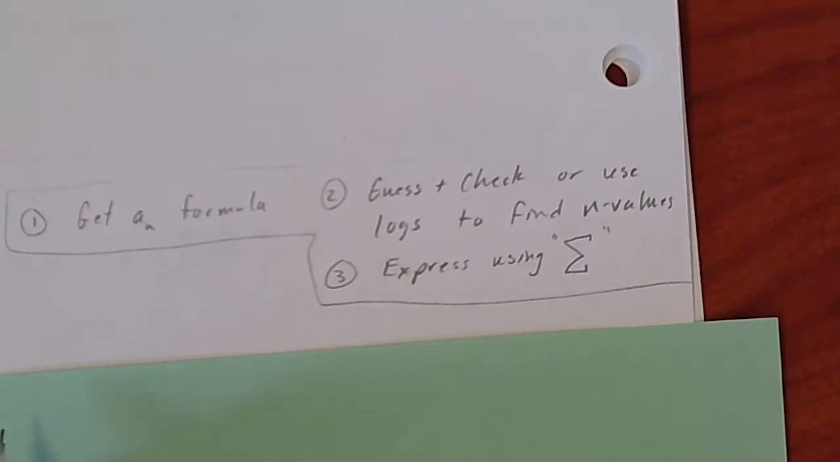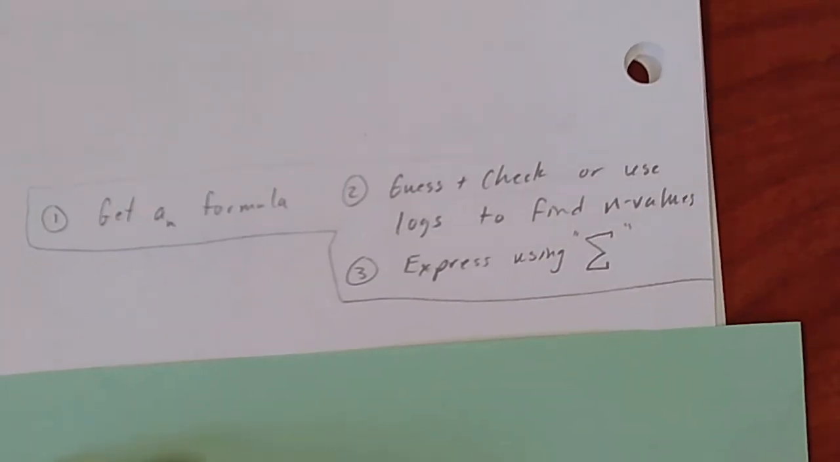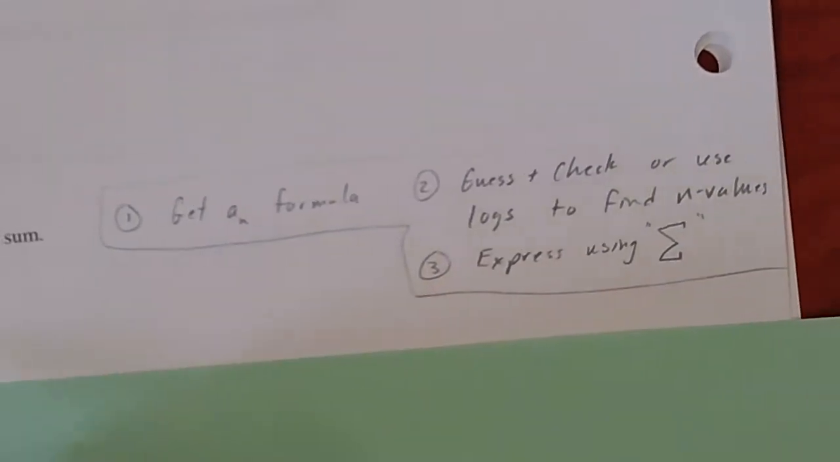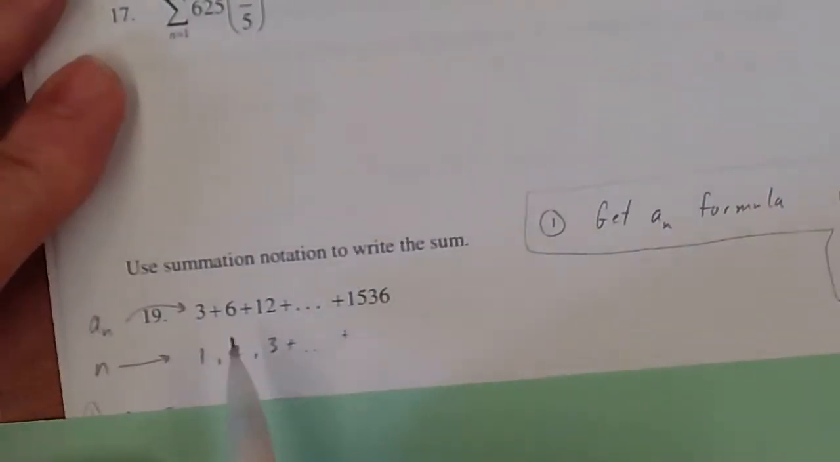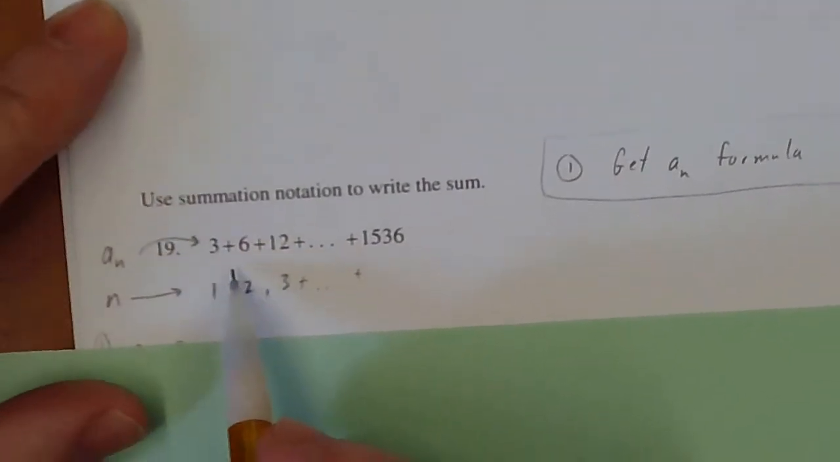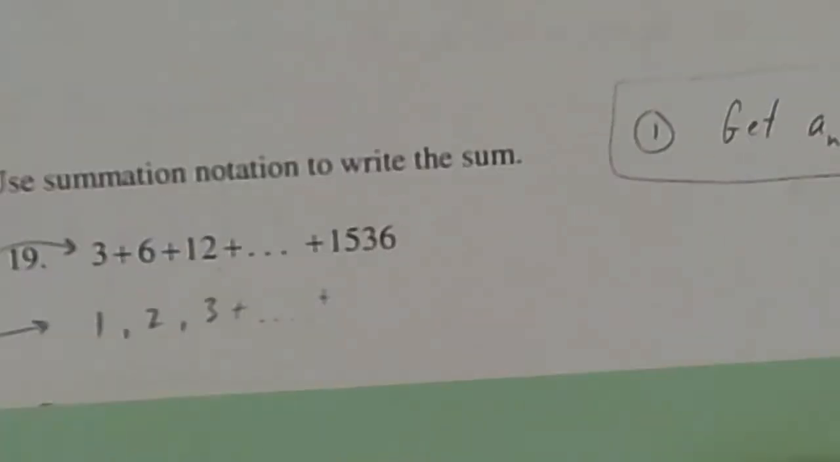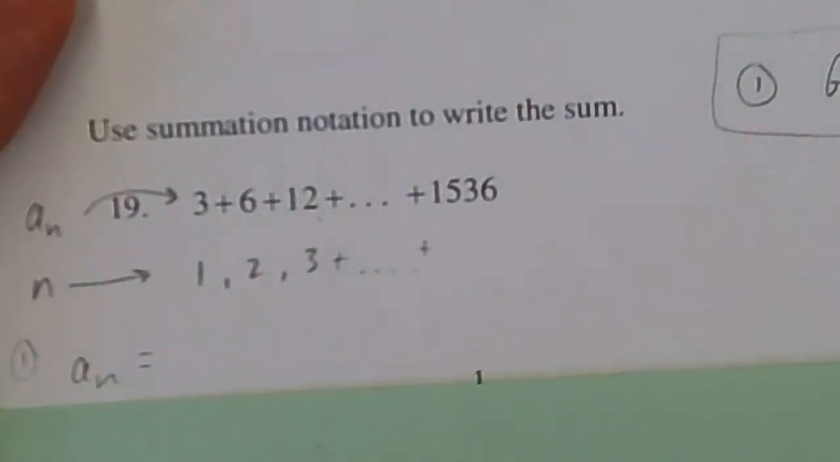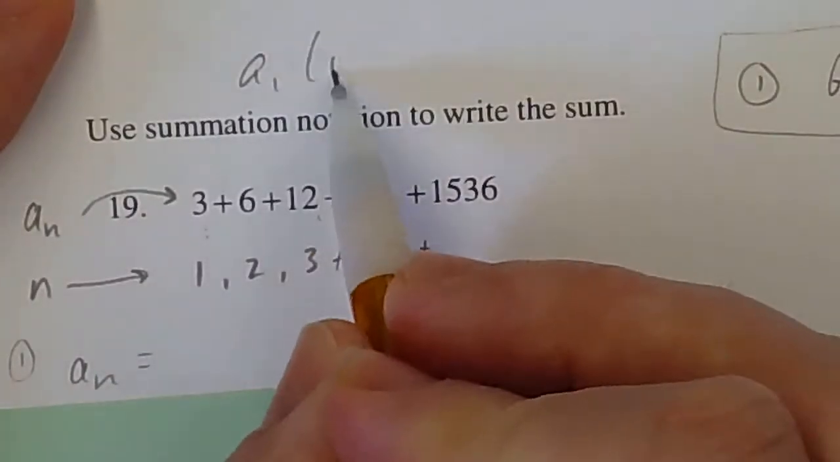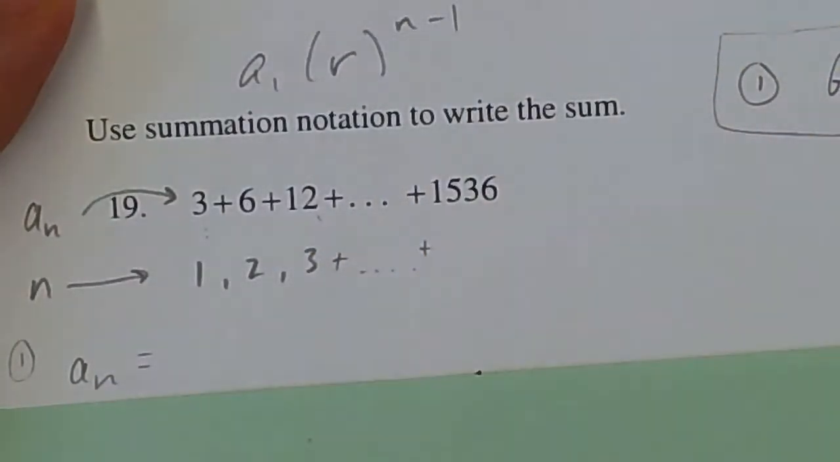All right, what we want to notice here for 19 is this is geometric. There's a multiplier, right? We're multiplying by 3 to get to the next term. You might want to put the n values underneath it. Usually we could just look at it and figure out the formula, but this one might be a little bit tougher to do. So since it's geometric, let's use a sub 1 times r raised to the n-1.